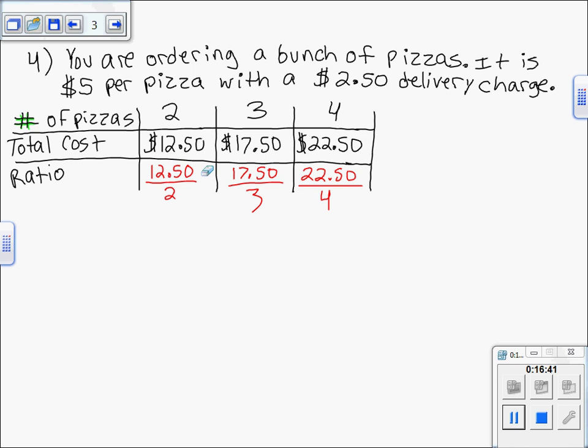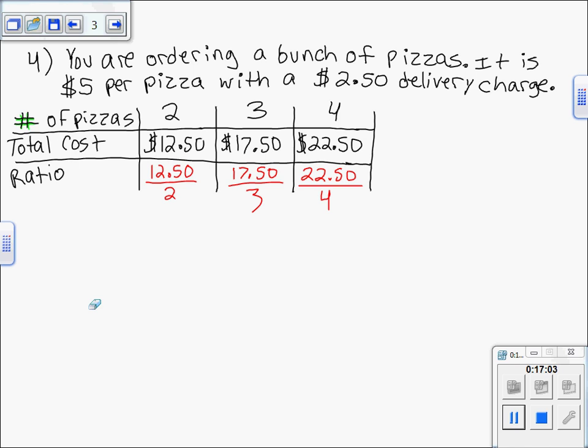We're just going to do this. We're going to try to turn each of them into a unit rate, like we talked about in another video. So we're going to divide top by bottom, and I switched the order because it's easier to divide by 2 than it is to divide by 12.50. So remember, whether you have one on top or the other at this point doesn't matter. We just want to see if they're all the same.